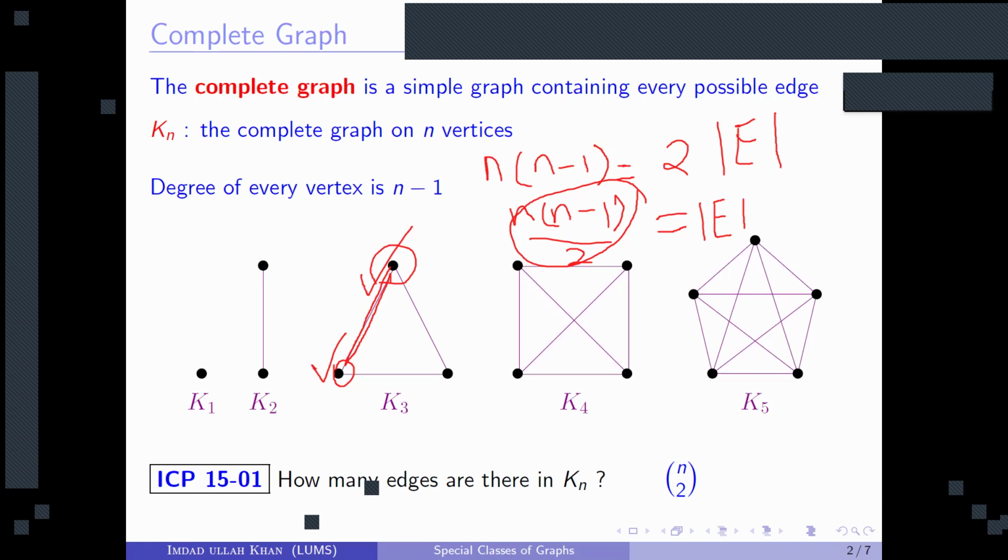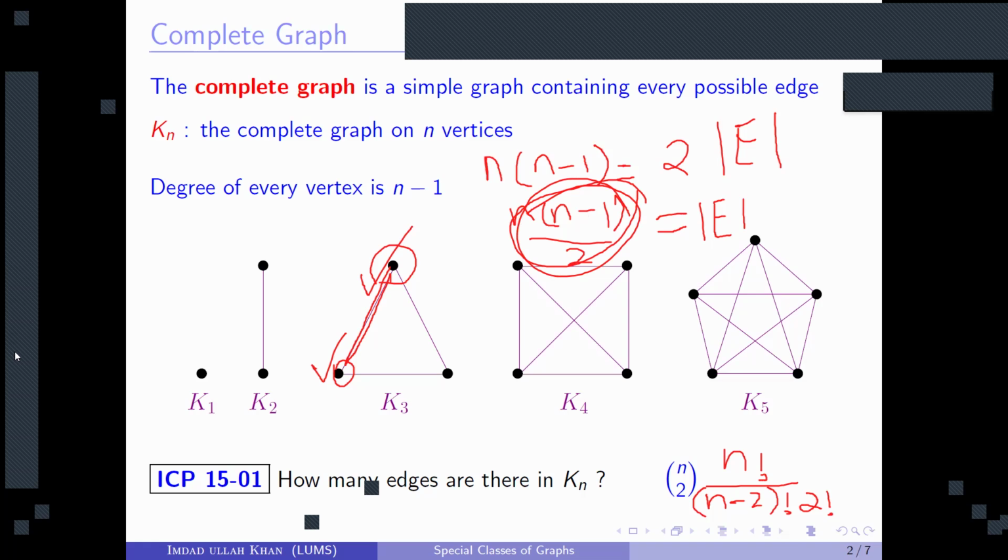N factorial over... n factorial over n minus 2 factorial, which I'm sure you memorized this formula for today because there was a counting focused quiz. And what else comes here? 2 factorial. 2 factorial is 2, and n factorial over n minus 2 factorial, so if you simplify this, you will land on this part.